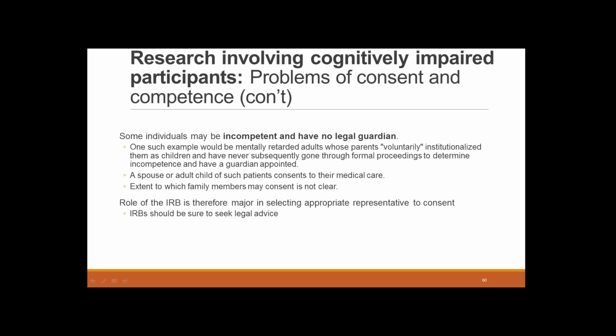Again, continuing with problems of consent and competency. Sometimes they're incompetent and they have no legal guardian. That is a really big challenge. I've known family members who can argue both ways. We've had people who wanted to enroll, and there was no legally authorized representative around. We do avoid just asking the next of kin for consent. If we do, we get thorough support from the IRB, depending on the nature of the study.